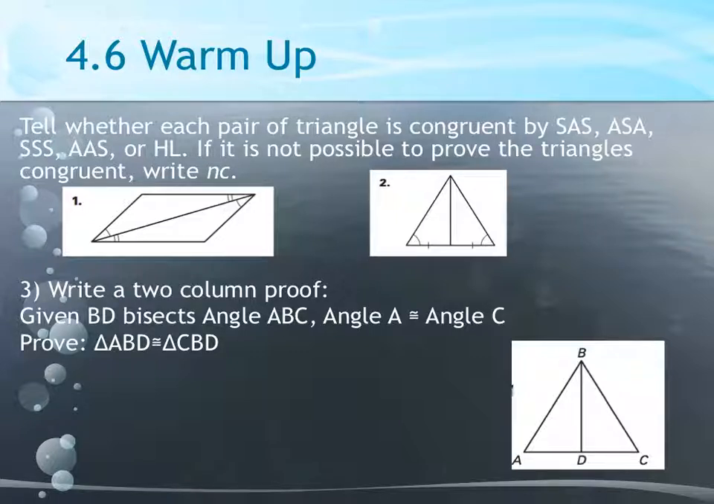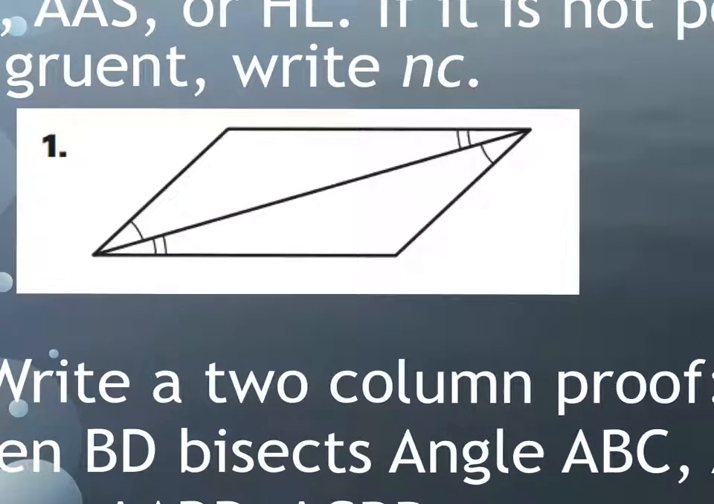So when you look at 1, obviously you've got 2 pairs of angles that are marked as congruent there, yes? What else do you have there that's not yet marked? The reflexive side. So if I have 2 angles and the side that connects them, what is that? Good.